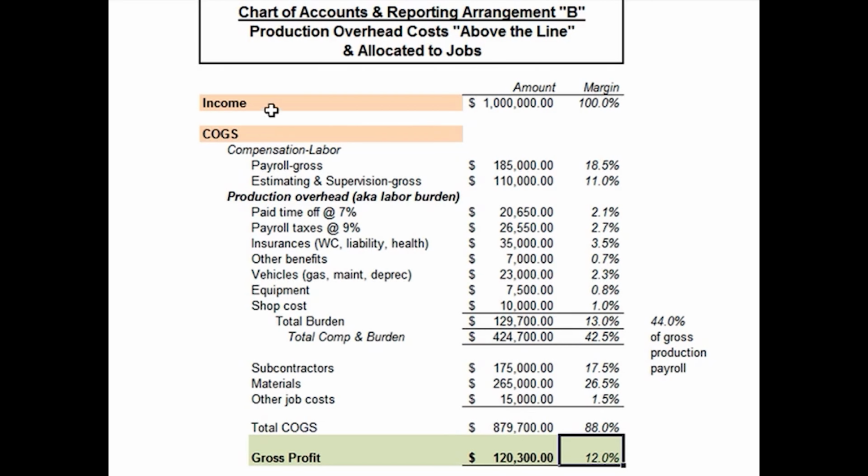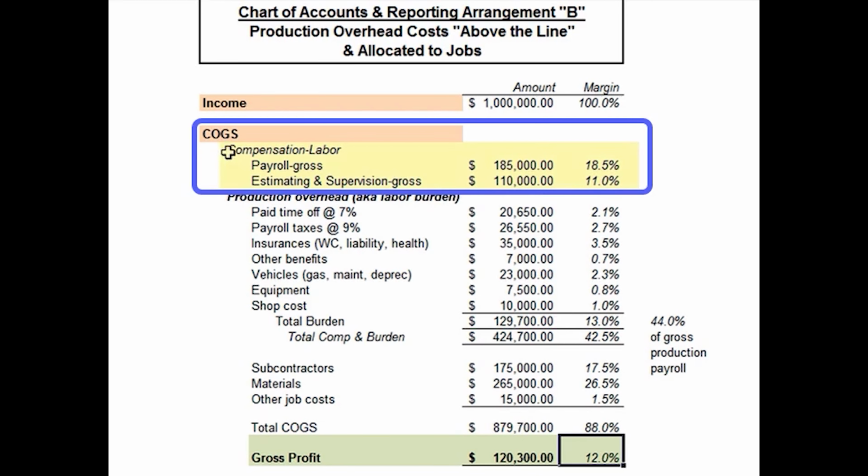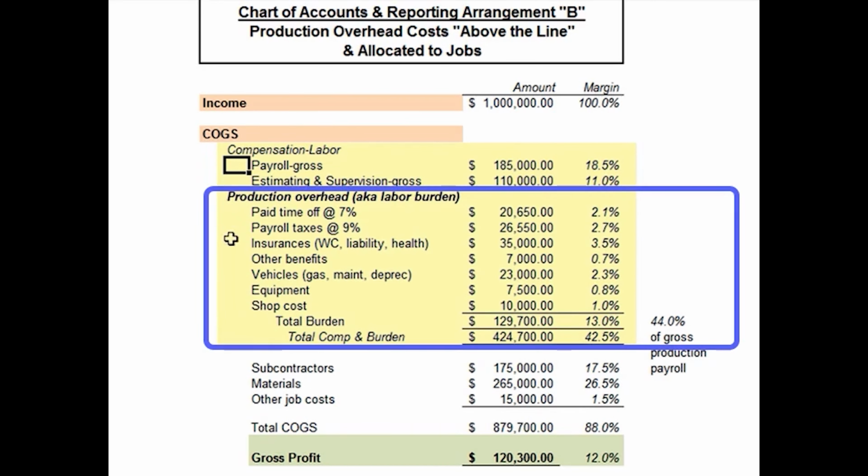And what you'll see is our income on the top. We have included in compensation not only our direct gross payroll, but we've included our estimating and supervision payroll as well, so that we can kind of see what our grand total payroll is here. In this case, $295,000 between the two different types. And then we've put our production overhead or our labor burden in as a part of the total comp and burden costs.